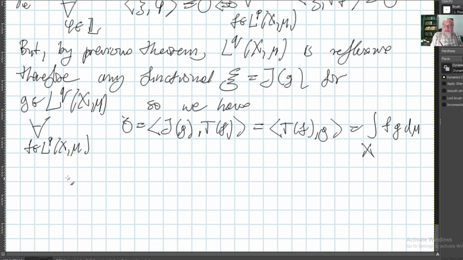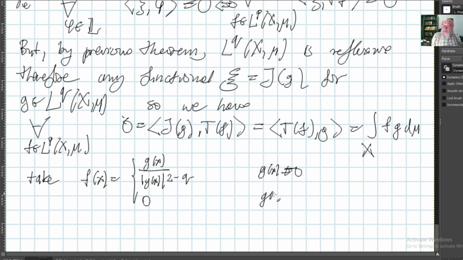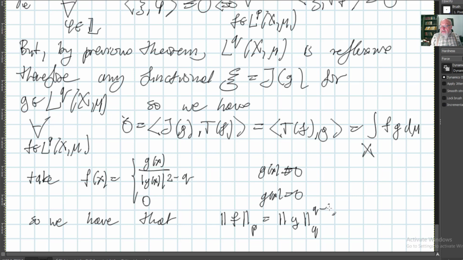So now, let me do the trick. Take the function g. Now I define the function f in the same way we were playing before. It's going to be g of x to the power q minus 2 if g of x is different than 0, and 0 if g of x is equal to 0. And we obtain that, first of all, the norm of f in L^t is equal to the norm of g in L^q, and this will be q minus 1.